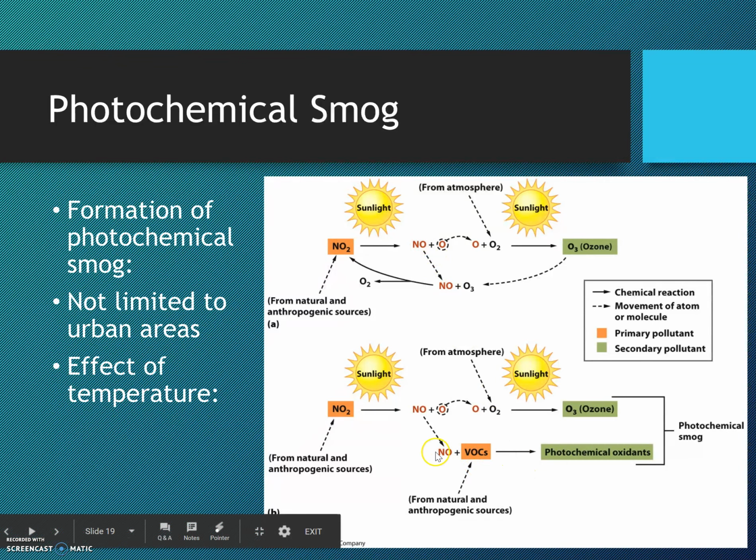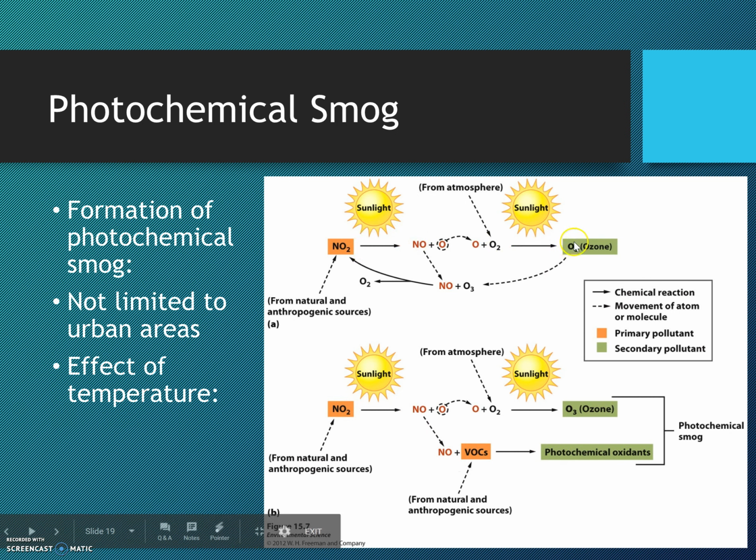When the volatile organic compounds become involved, our nitrogen dioxide starts the chain. We have the same thing. The nitrogen monoxide combines with oxygen, and oxygen plus the O2 leads us to ozone. So we go through these steps here. But instead of cycling back, the volatile organic compounds that we've put into the air combine with that nitrogen monoxide, pull it out, and therefore that ozone can't break down.